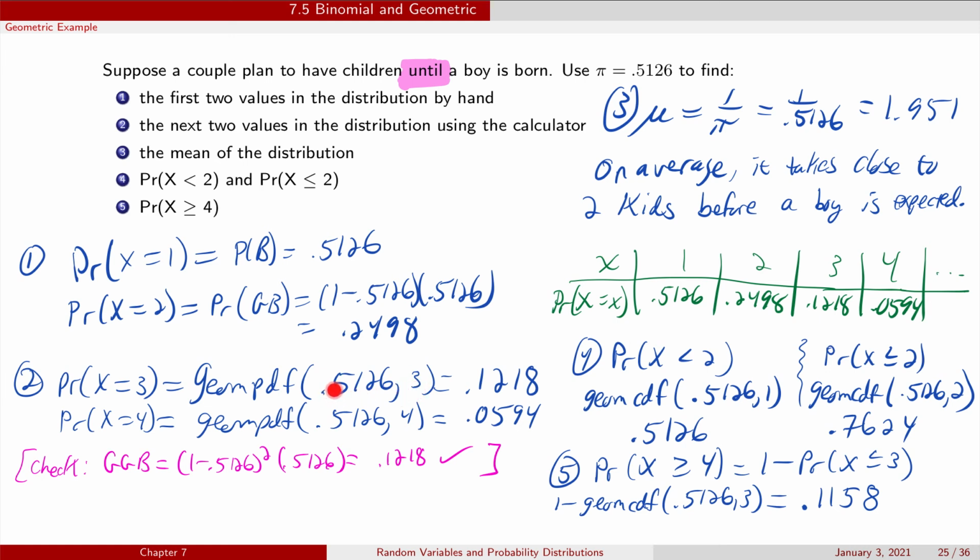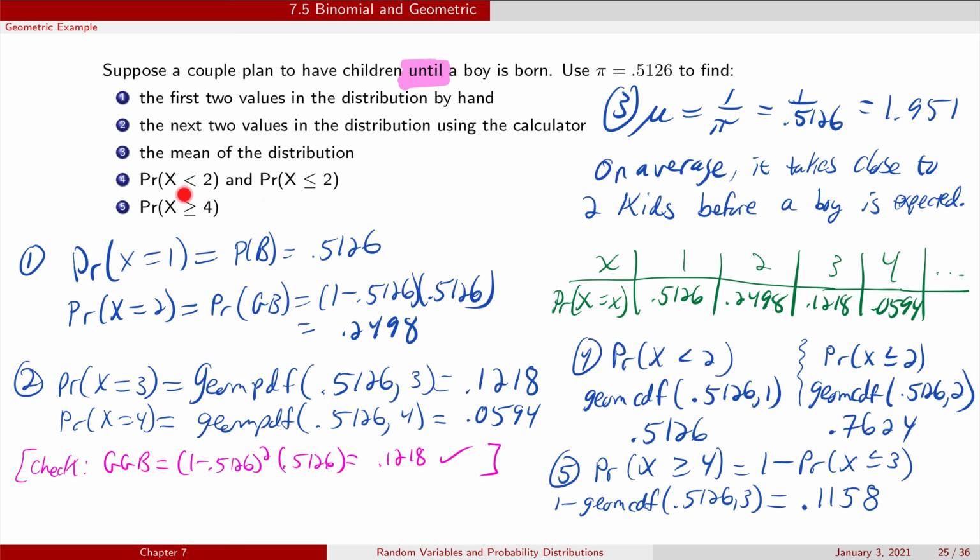So what are the chances that this couple has to have 3 children before they obtain their boy? 0.5126 cubed, and the geometric PDF command is this. What's the probability they have to have 4 children until a boy is born? 0.5126 to the fourth leaves you with 0.0594. Mean of the distribution, again, the correct formula is here, the reciprocal of the probability of success. So on average, they're getting close to 2 children before they're going to have a boy. It takes close to 2 kids before a boy is expected.